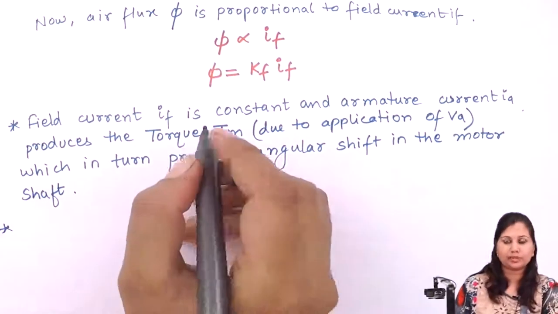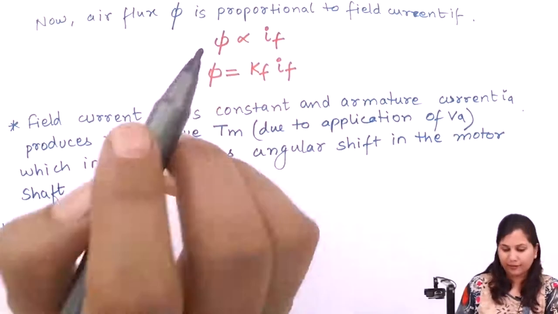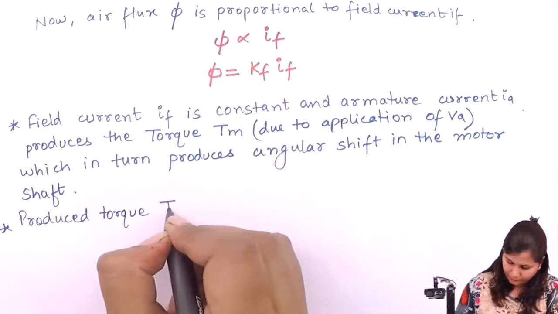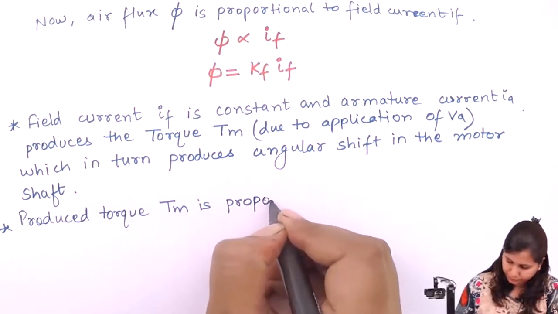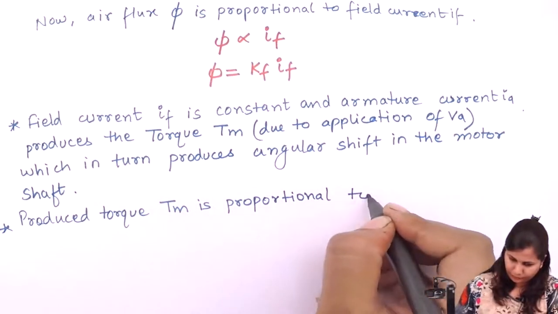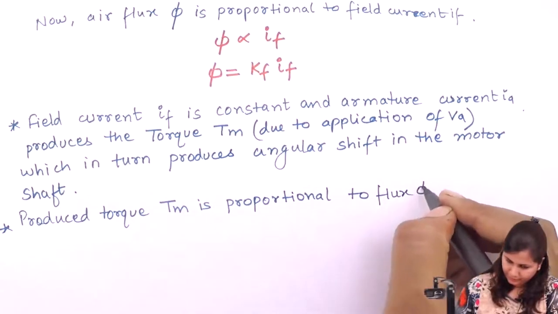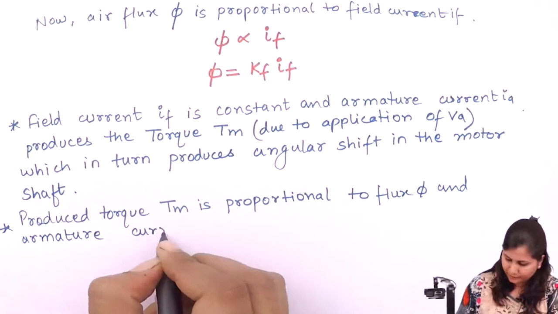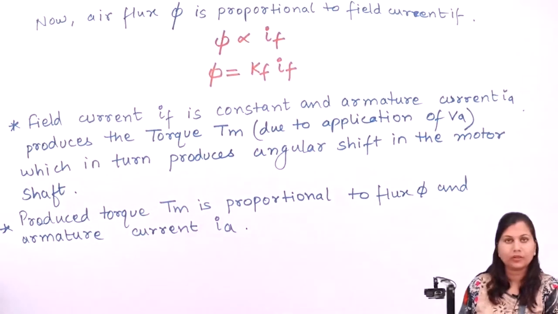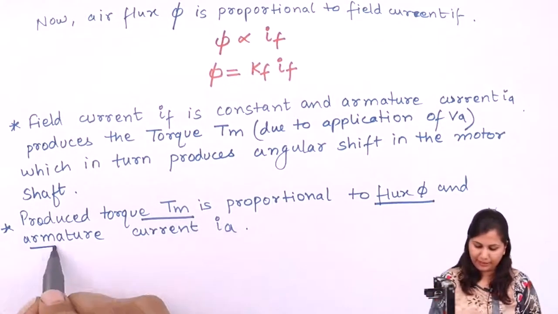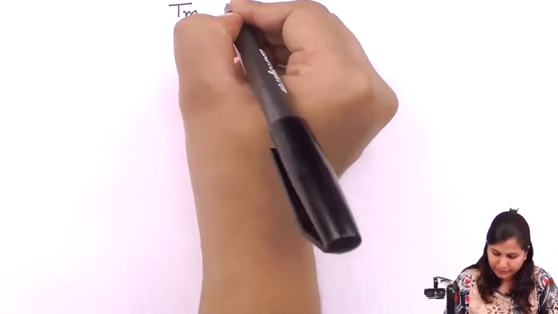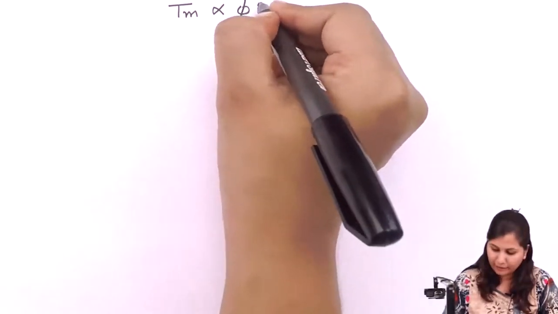Now this torque which is produced, that is Tm, is proportional to the flux phi. So the produced torque Tm is proportional to the flux phi and the armature current Ia which is producing it. The torque Tm is proportional to flux phi and armature current, and flux is proportional to the field current. So if we write the equation for it, the torque Tm is proportional to phi and Ia.